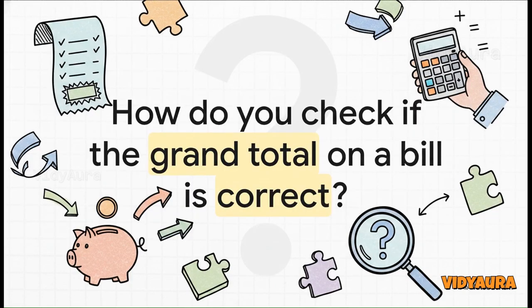So there you have it. You have now completely mastered how to calculate the cost for each group of items on a bill, and that is an awesome, super practical skill to have. But I'm going to leave you with a final thought. Now that you can figure out the cost for every single line item on a receipt, how do you check if the grand total at the very bottom is actually correct? That, my friends, is the next piece of the puzzle.